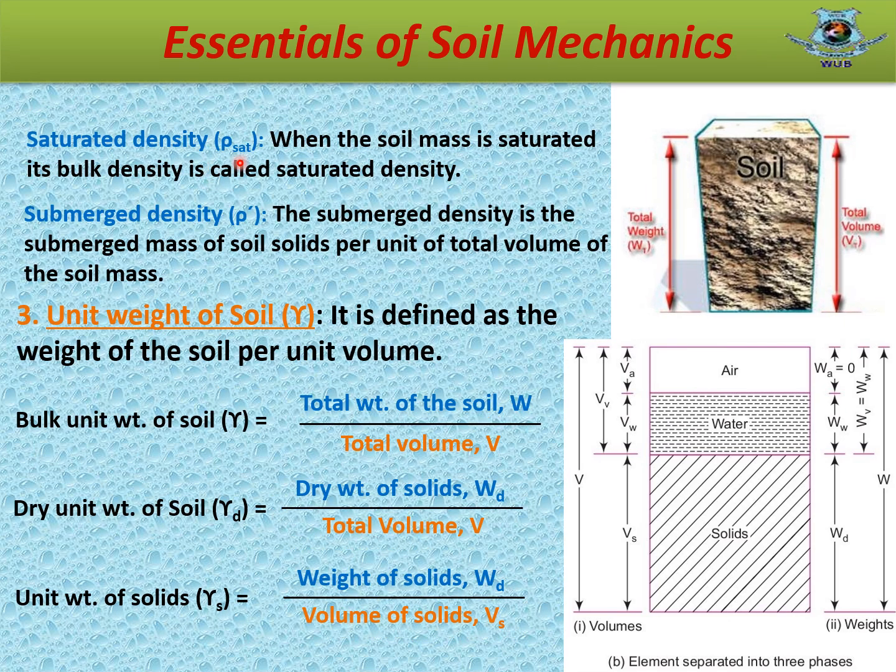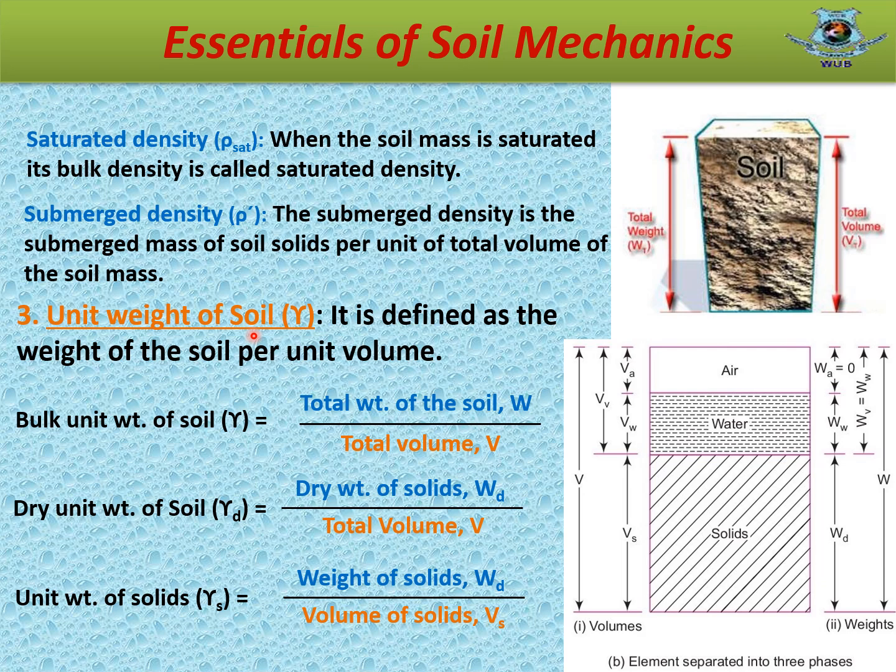Saturated density ρsat. When the soil mass is saturated, its bulk density is called saturated density. Thus, saturated density is the ratio of the total soil mass of saturated sample to its total volume. Submerged density ρ'. The submerged density is the submerged mass of soil solids per unit of total volume of the soil mass.